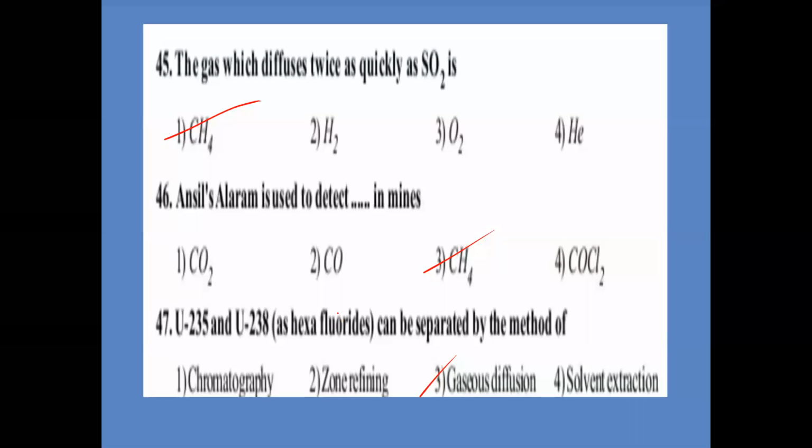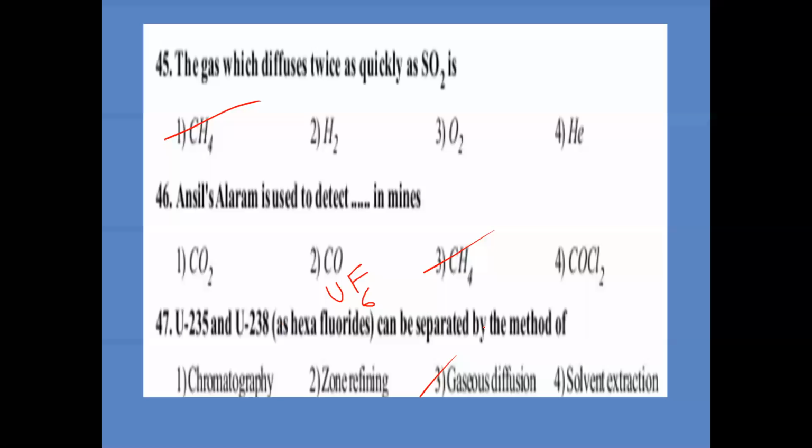What do we take here? UF6, meaning uranium hexafluoride. In one type of UF6 molecule, we take uranium 235. In the other type, we take uranium 238. Uranium has the same atomic number but different mass numbers. In one compound we take 235, in another compound of UF6 we take uranium 238.